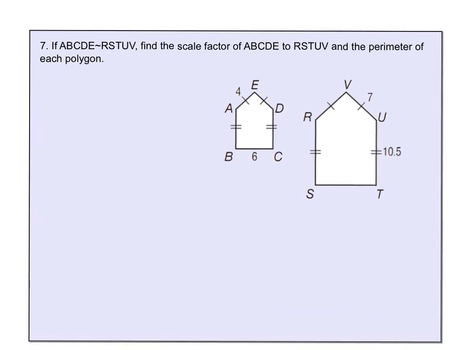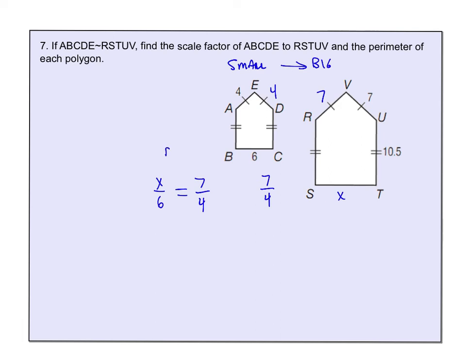So again, we find the scale factor. This time you're going small to big. So this is 7, this is 7, this is 4, this is 4. So my scale factor will be 7 over 4. That'll be my scale factor. So now I need to use that to help me figure out some of these sides. If I have 7 over 4, then I'll call this x. So I'll have x over 6 equals 7 over 4.